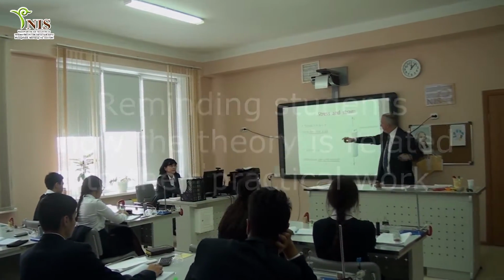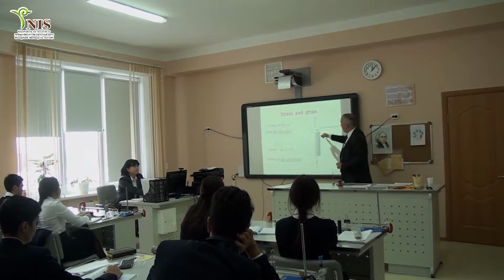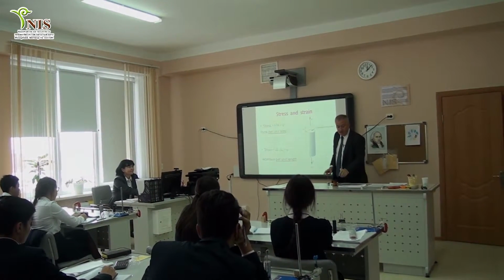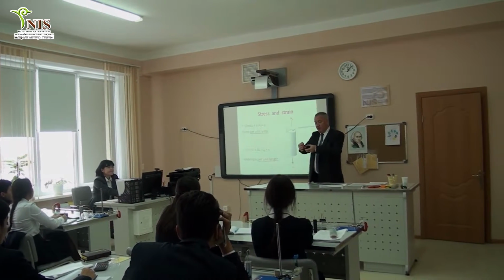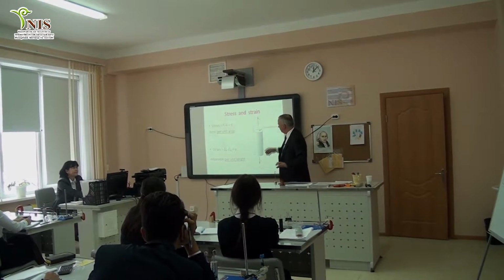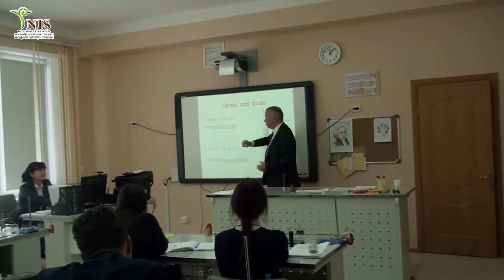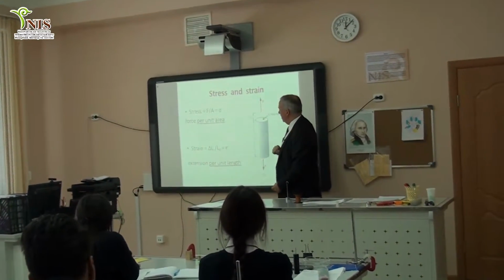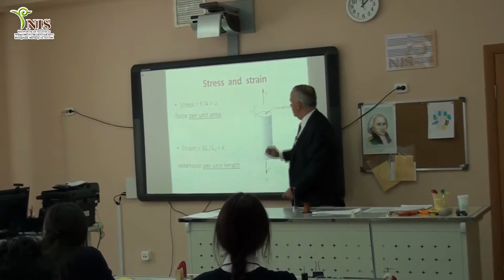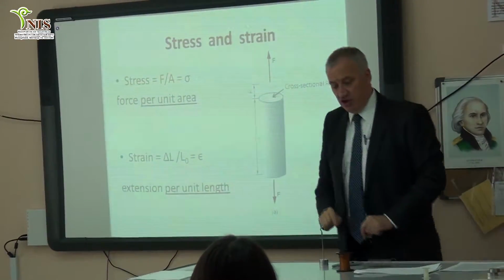You're going to apply a force on both sides. You're going to watch it stretching. You're going to measure the cross-sectional area. Just look at the cross-sectional area of this. It's very, very small. How are you going to measure the cross-sectional area of that? And then from that information, we can work out the stress, the force per unit area, and the strain, which is the extension divided by the original length.